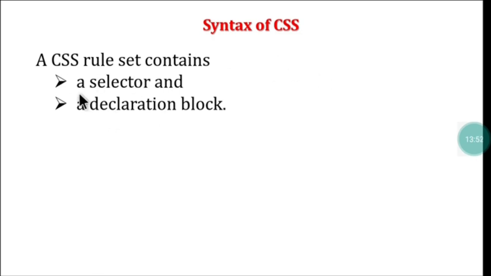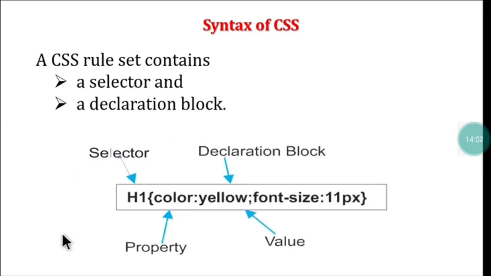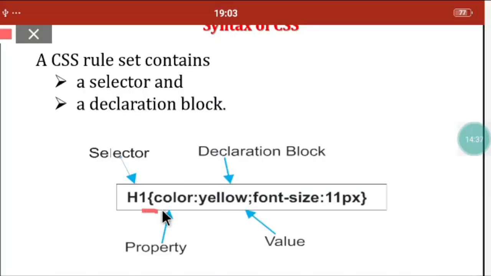Here CSS rules are given. First rule is you have to define a selector, and second rule is you have to define a declaration block. So what is a selector? What is a declaration block? Look at this example. In this example, H1, you know that H1 tag we use to print large text. So here the selector is H1. You can use any other tag as a selector, P tag, B tag for bold, I tag for italic, or any other tag. Body tag also you can use as a selector. This is called selector. This full thing, from here to here, is called declaration block.